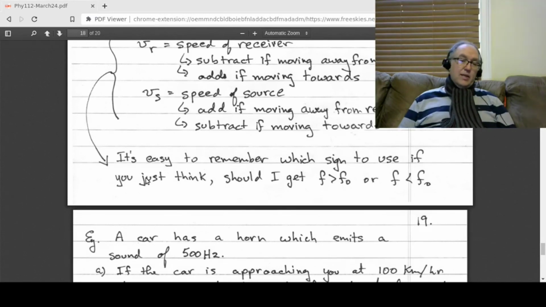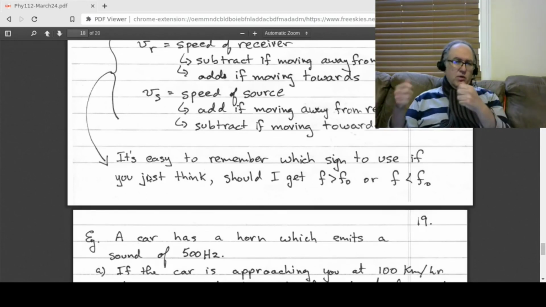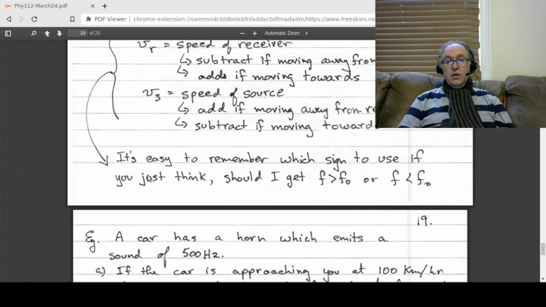But the easy way to do this is to just think to yourself, do I want a higher frequency or a lower frequency? I think it's pretty easy to remember that when source and receiver are approaching one another, you expect a higher frequency, and when source and receiver are moving away from one another, they're receding from one another, you expect a lower frequency. And so you know what? Just choose a sign that will give you your expected answer, and that helps you to remember which sign is the right sign. Okay, and so let's do a problem and you'll see how that works.